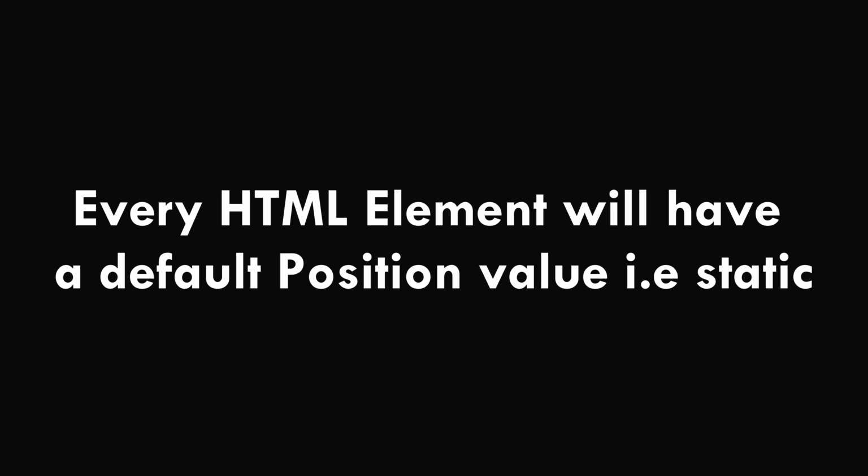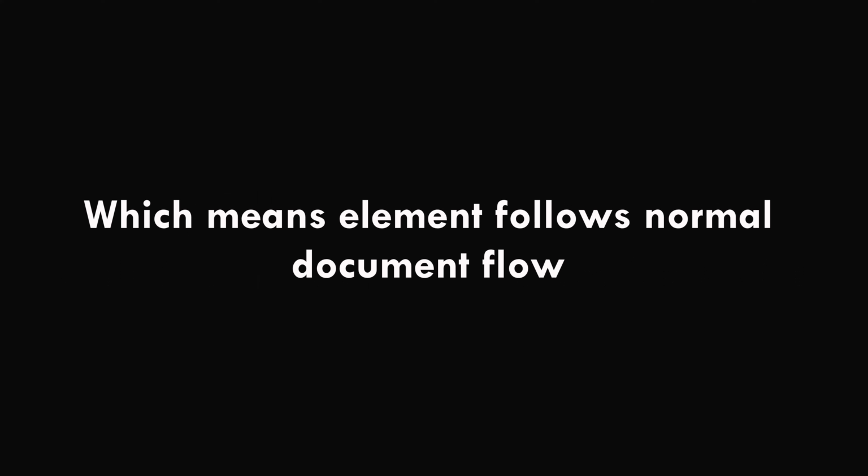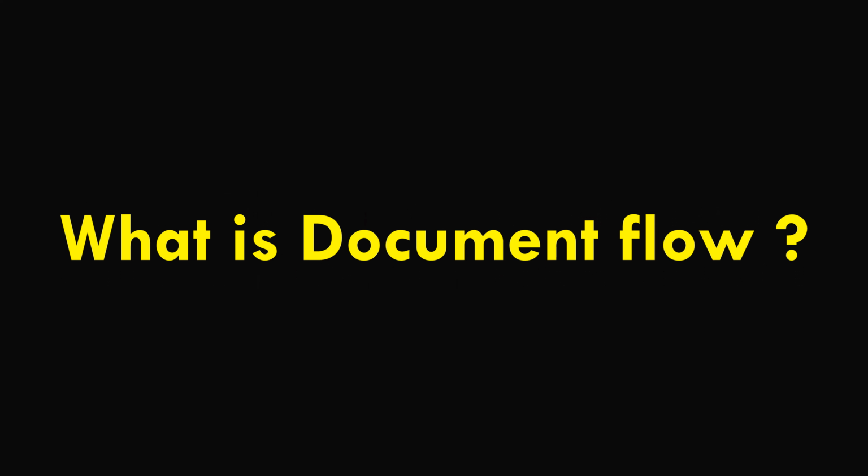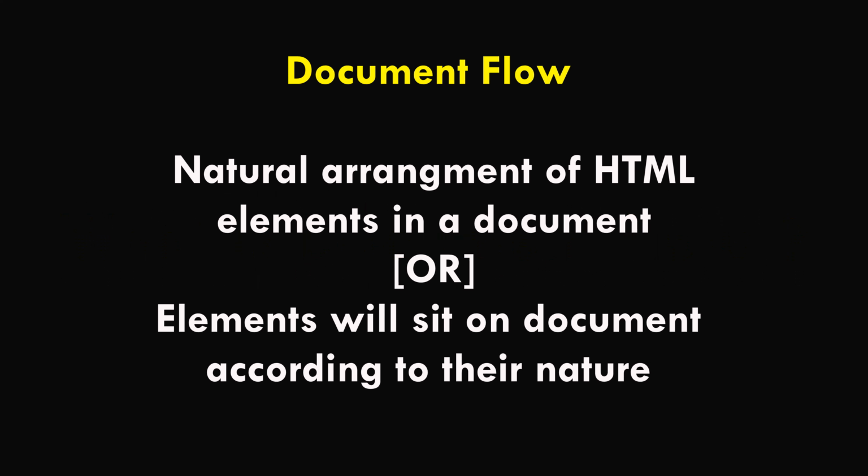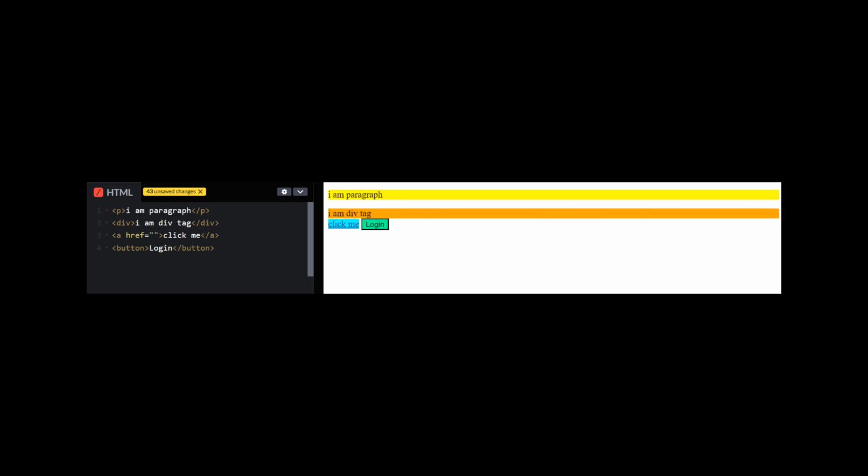Every HTML element will have a default position value that is static, which is nothing but the element follows normal document flow. Now what is document flow? It is nothing but the natural arrangement of HTML elements in a document, where elements sit according to their nature. A div will take full width because it's a block level element, and an anchor tag will take only the space that it requires because it's an inline element. Okay, these are all good.